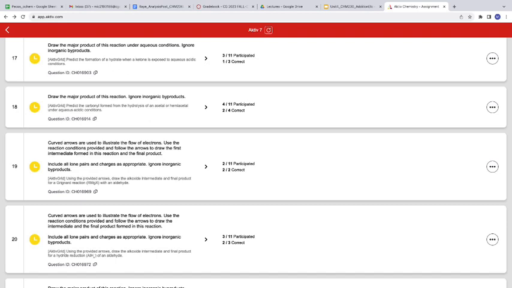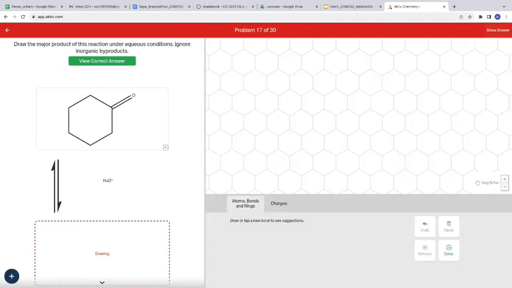What do we got? 17. I thought I understood it, but it wasn't like what I thought I understood. Major product of this under aqueous conditions. Okay, so the aqueous conditions is technically a hint for us. What does aqueous mean? Water. Water. What do you see? Water and oxygen, a carbonyl.